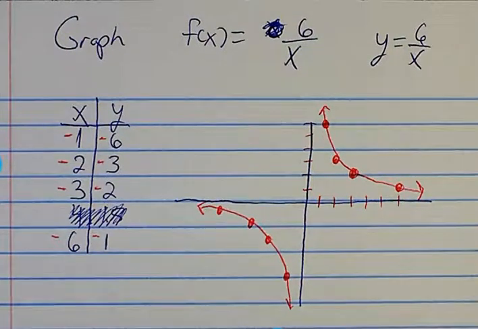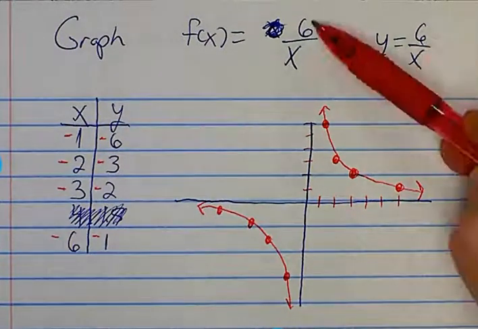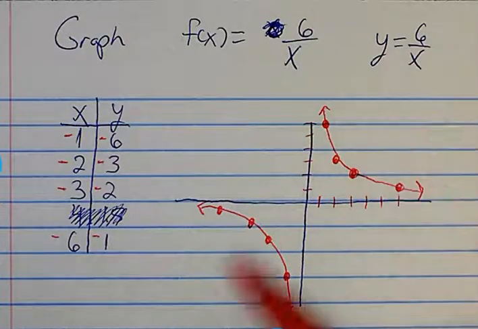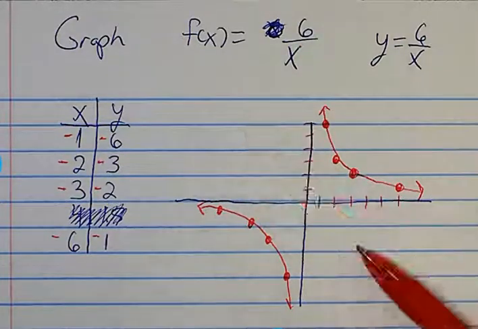But the main thing to know on these is that if they give you this graph and this top number is positive, it's always going to be top right, bottom left. If that had been a negative, it would have been these two corners.